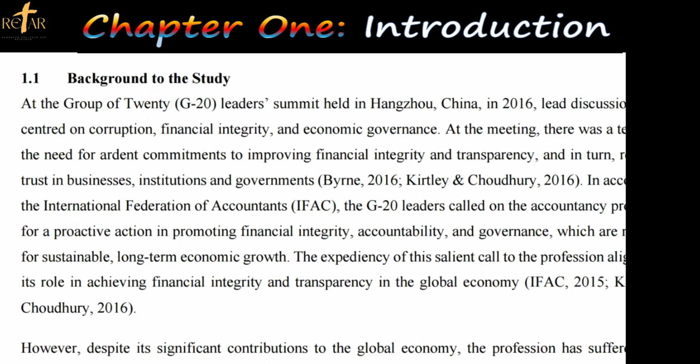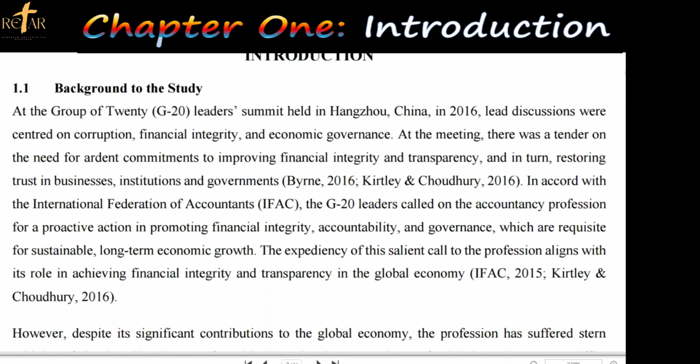Okay, so you could see now, in accordance with the IFAC, the G20 leaders called on the accountancy profession for a proactive action in promoting financial integrity, accountability, and governance, which are requisites for sustainable long-term economic growth. You see now that we are building a background. Anybody that reads your background should be interested in wanting to read more of your work, what you actually have to present. And you see now the expediency of this salient call to the profession aligns with its role in achieving financial integrity and transparency in the global economy.